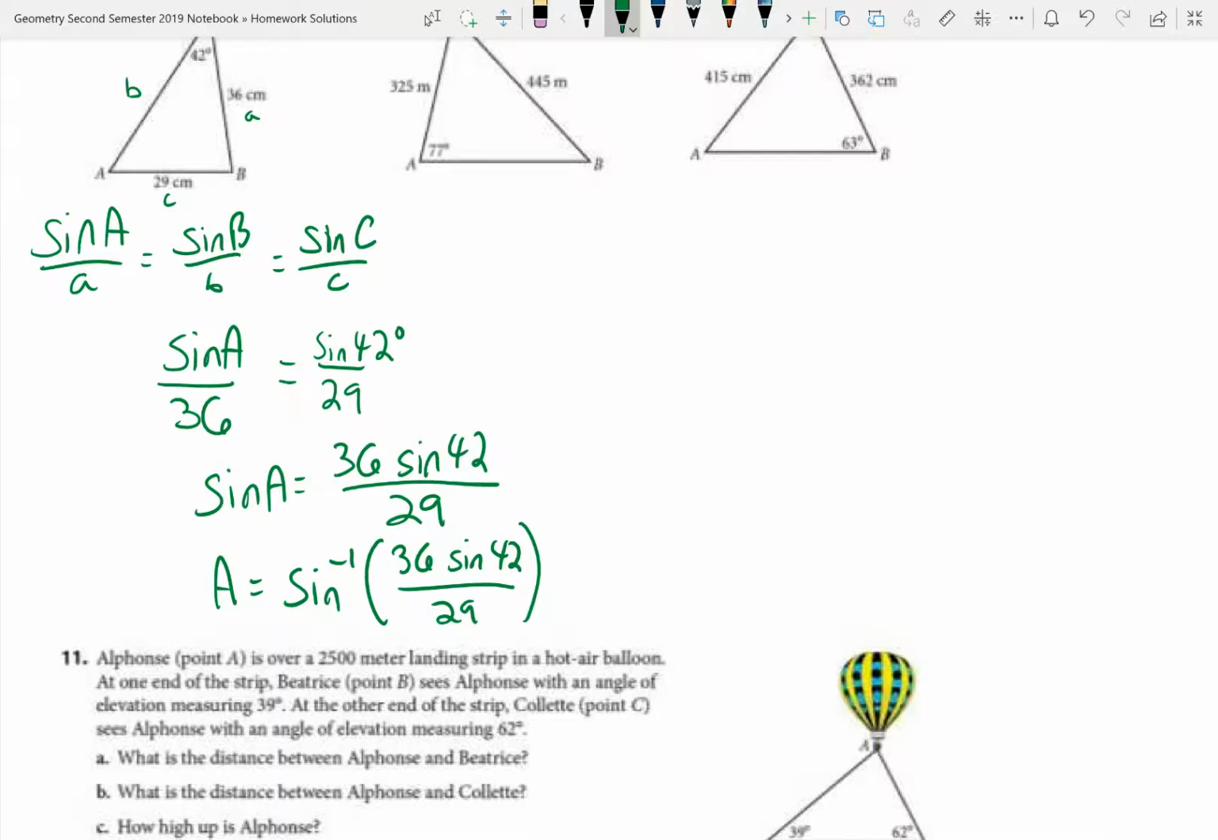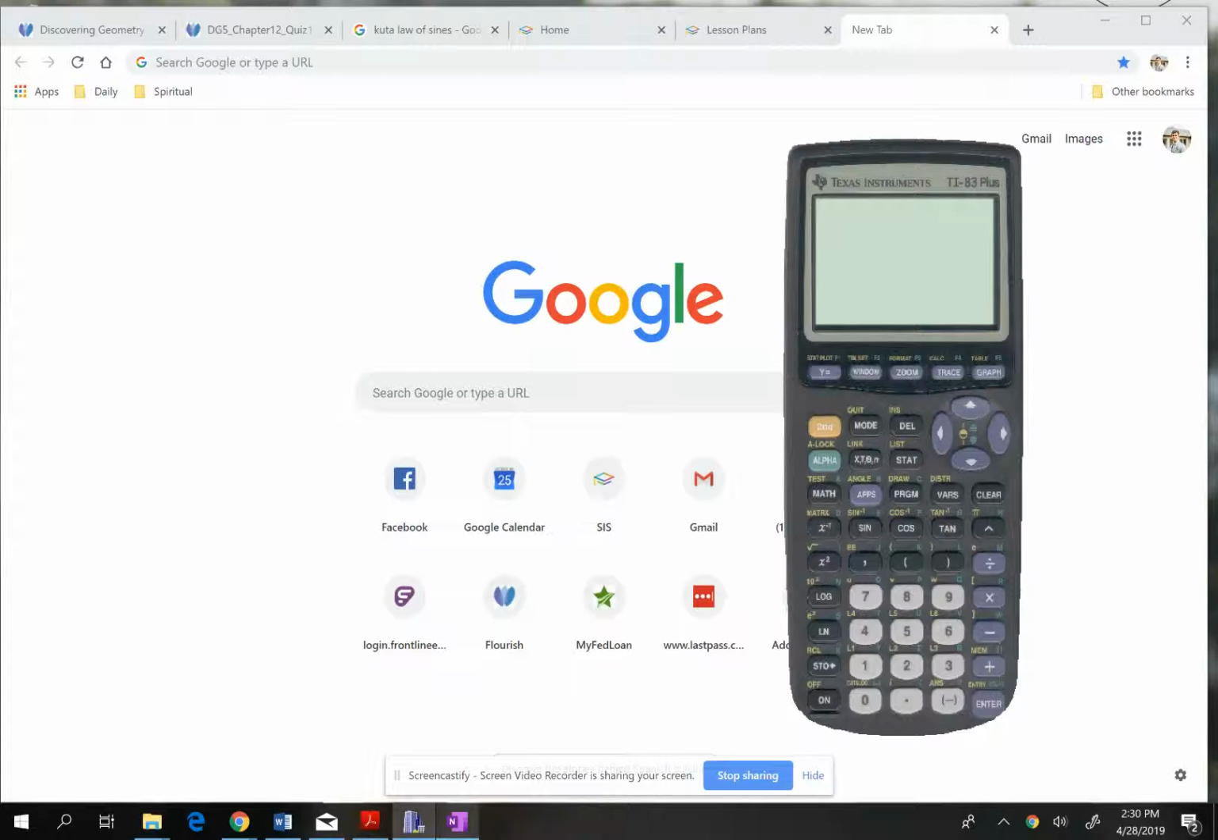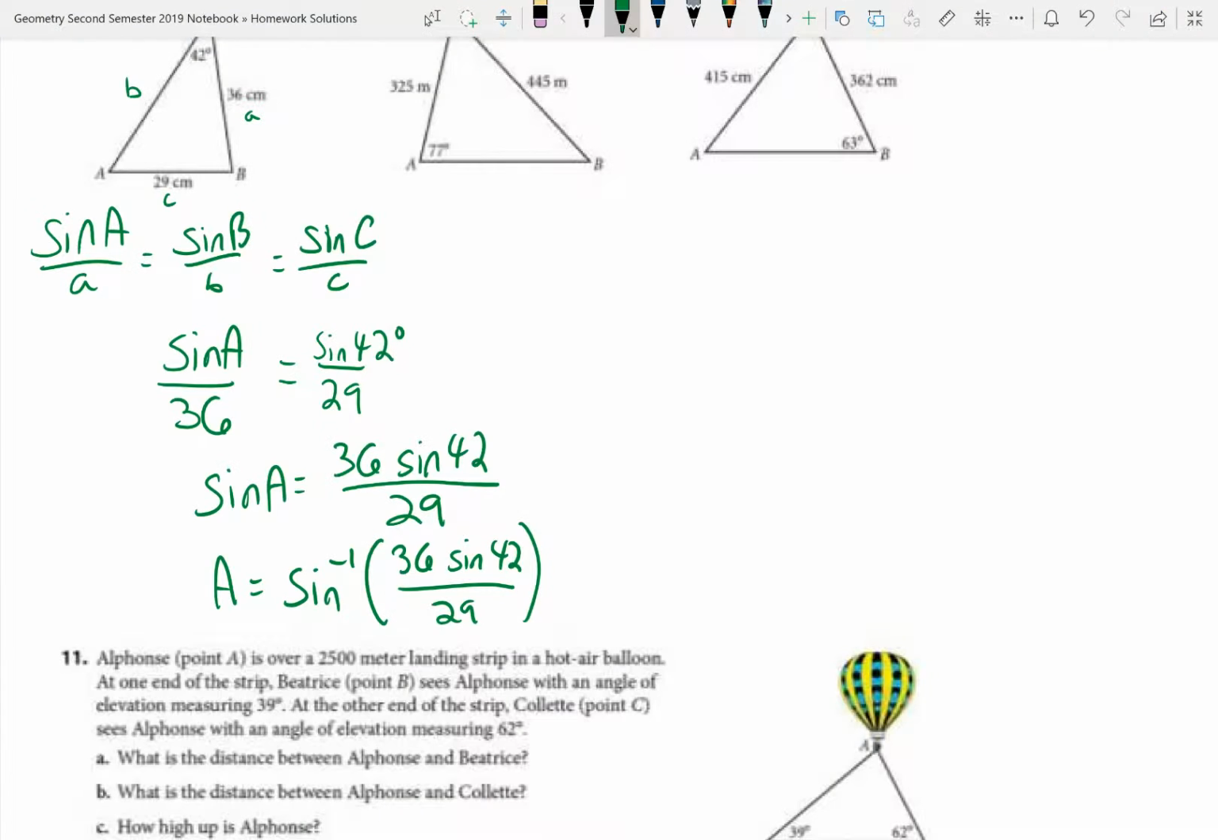I'm actually going to show you how that would look in your calculator. We get our calculator out here, turn it on, and clear this out. So second sine, and we got 36 sine 42. Make sure to close the parentheses and then divide that by 29. You can close it or not at the end there, and then we'll get 56 degrees. I believe they want us to round to the nearest whole number, so that would be approximately 56 degrees. Good.